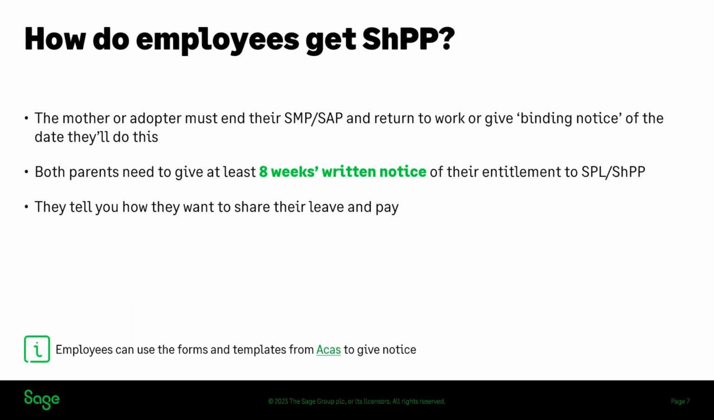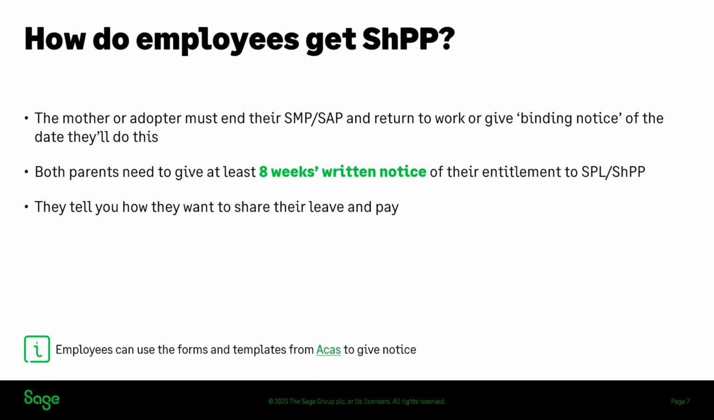So how can an employee get shared parental pay? Well, first of all, the mother or adopter must officially end their statutory maternity pay or adoption pay and return to work, although they may not have to physically return to work if they're taking the shared leave immediately, or give binding notice of the date they'll do this. Both parents need to give at least 8 weeks written notice of their entitlement to the leave and pay, and they will need to tell you how they intend to share the leave and pay between them.